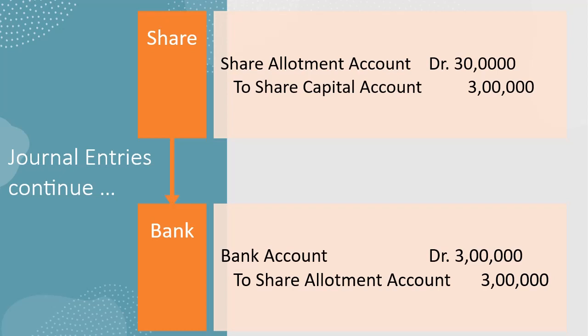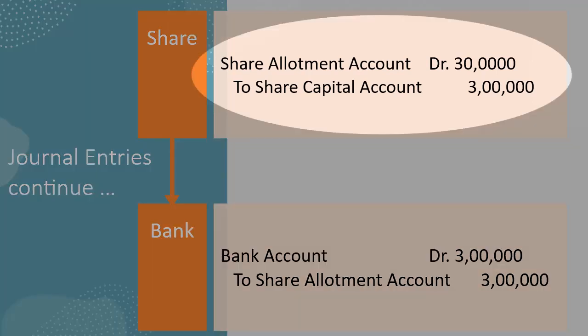As per the question, the total number of shares is 10,000 and the allotment money is 30 rupees per share, therefore, the allotment money will be 3 lakhs rupees. In this entry, the share allotment account is debited with 3 lakhs rupees, which represents the amount to be received from the shareholders on allotment. On the other hand, the share capital account is credited with the same amount of 3 lakhs rupees, which represents the amount of share capital allotted to the shareholders, increasing the amount of capital and making the money due from shareholders.